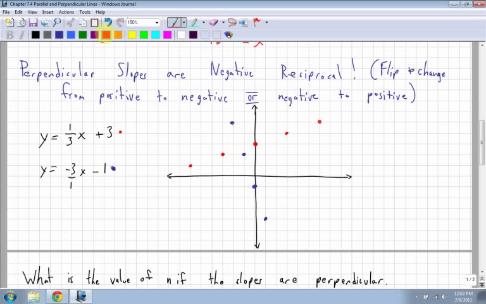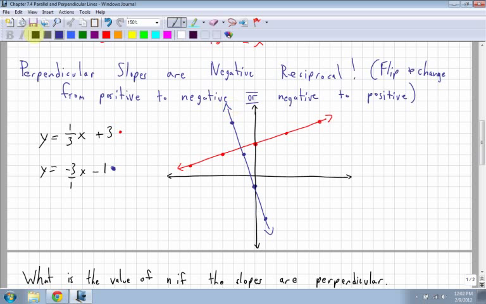First one in red has a positive slope, as we can see, and it's going to go up through those points. The next one in blue has a negative slope, which we can also see because it's sloping downhill, and goes through the blue points.